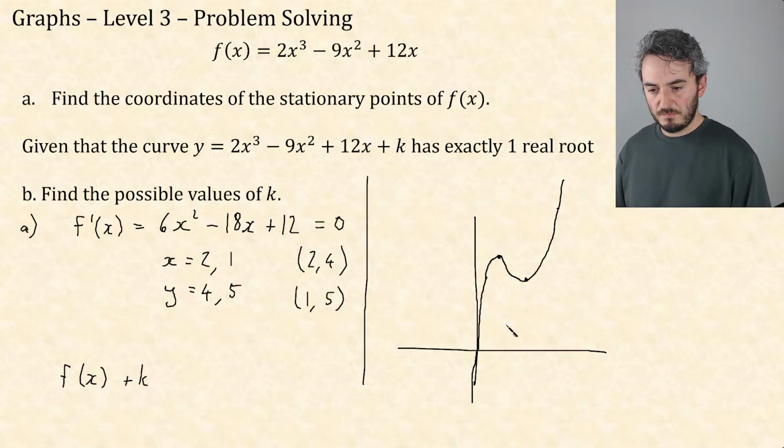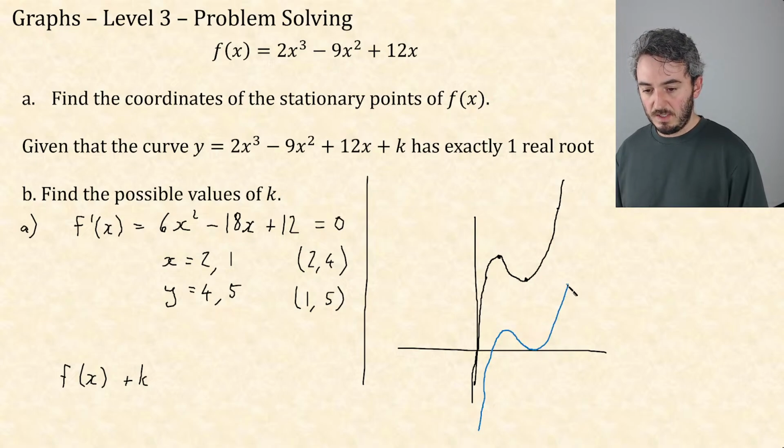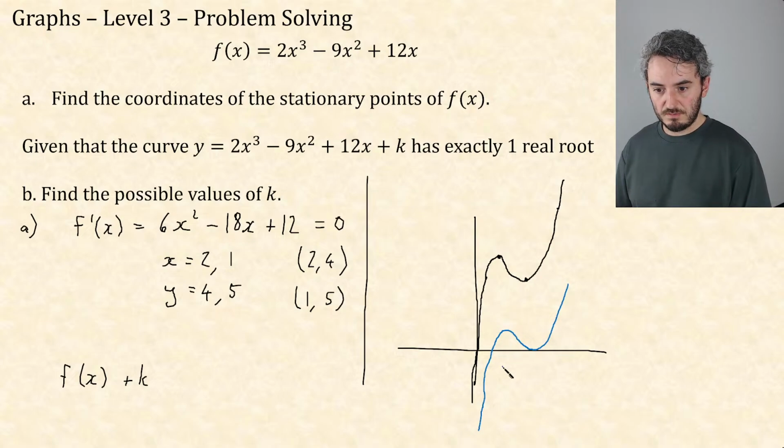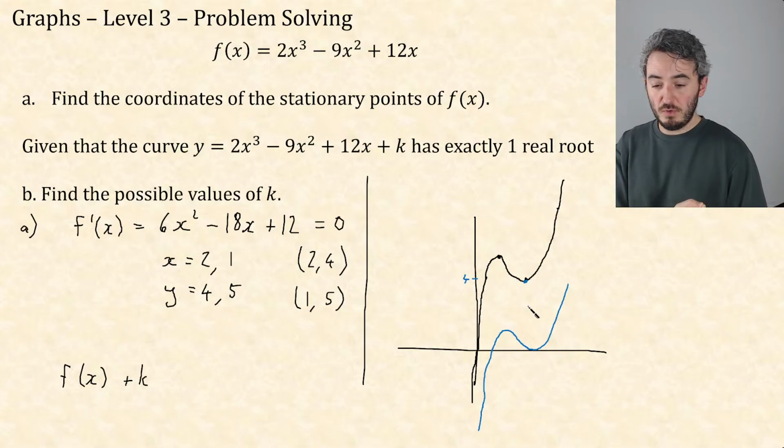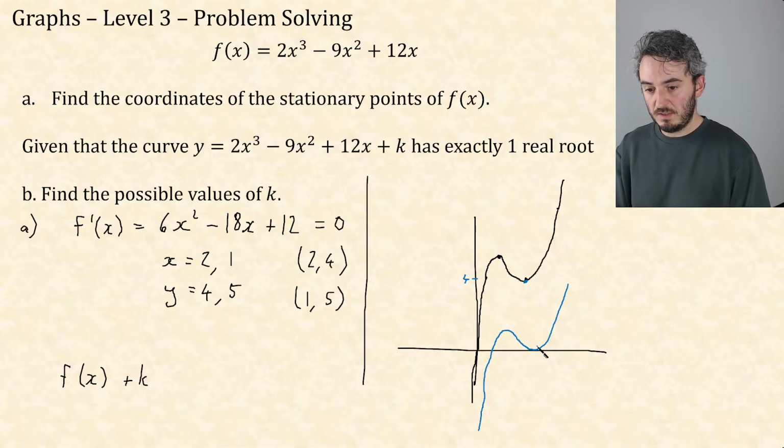For instance, I might slide it down so that this one here just touches there. And if I do that, I've suddenly got two roots. So how far would I need to shift it down to do that? Well, currently the y value here is 4. So if I shift it down by 4 units, so if k is minus 4, I've suddenly got more than one root.